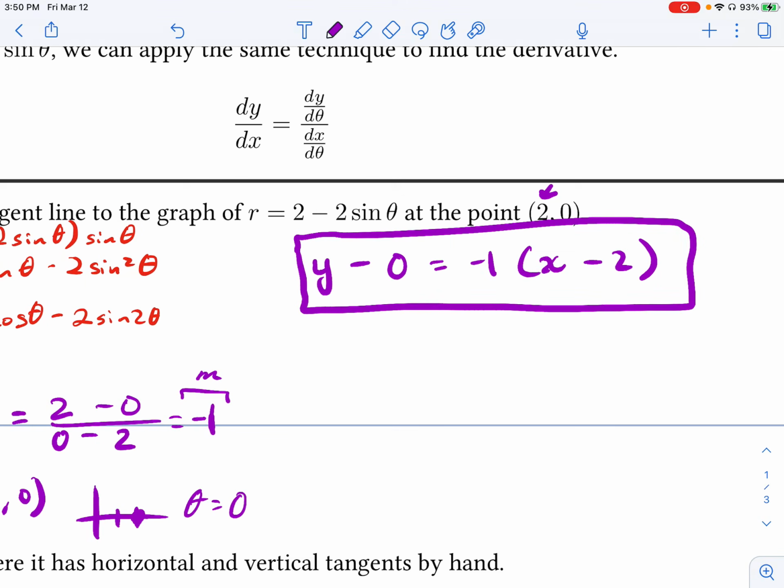Now in the next lesson, we're going to do a little bit more practice with this, but we are going to look at some unique instances of what's going on with our tangent line.